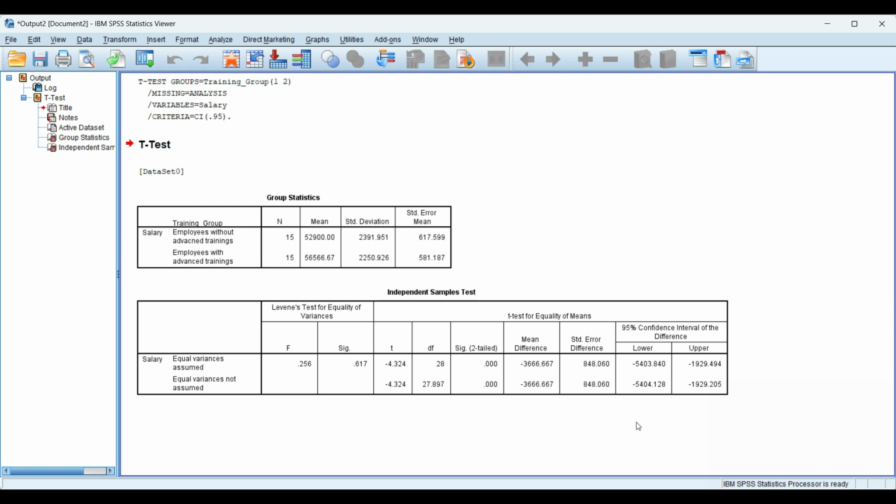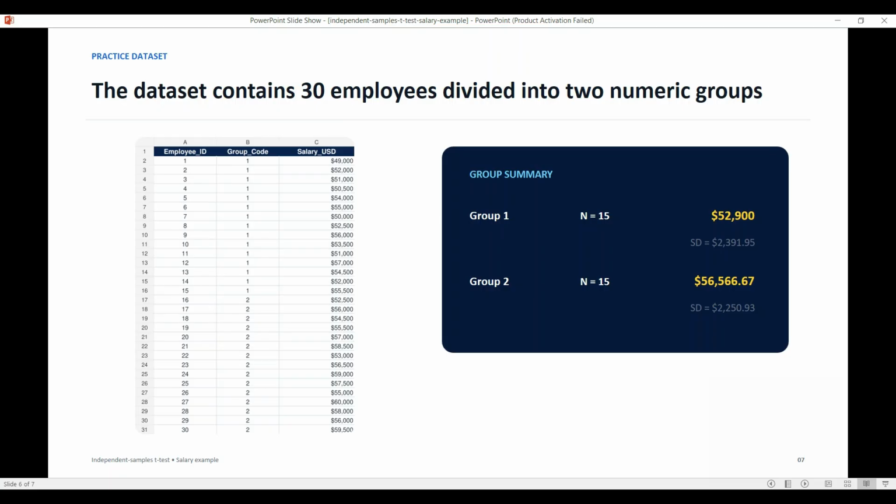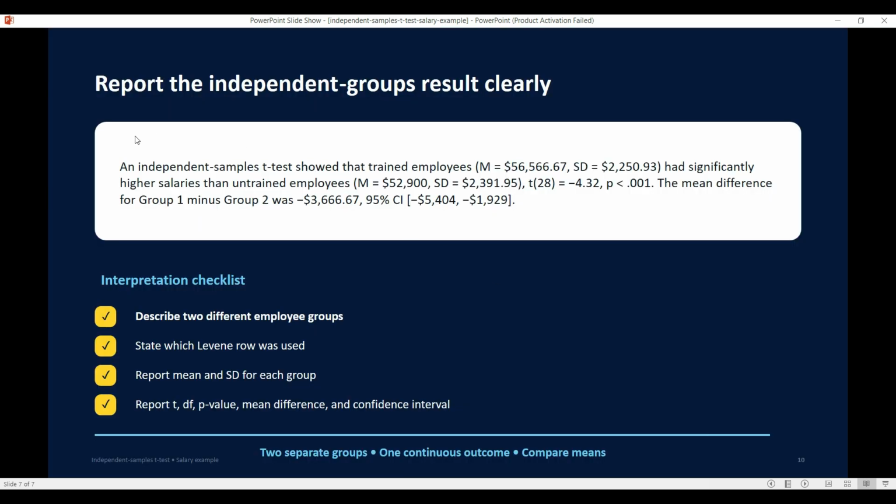Okay, so we need to interpret the results in a clearer way. An independent samples t-test showed that trained employees had significantly higher salaries than untrained employees, because the mean difference for group 1 minus group 2 was minus 3666.67 with a 95% confidence interval. So it means the employees who had advanced training are receiving more salary than the employees who had no training.